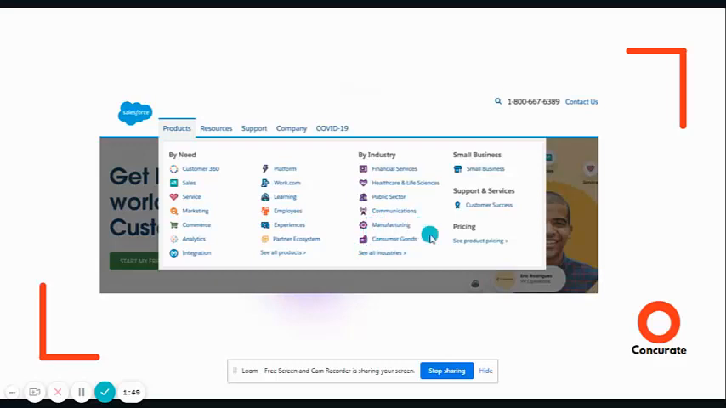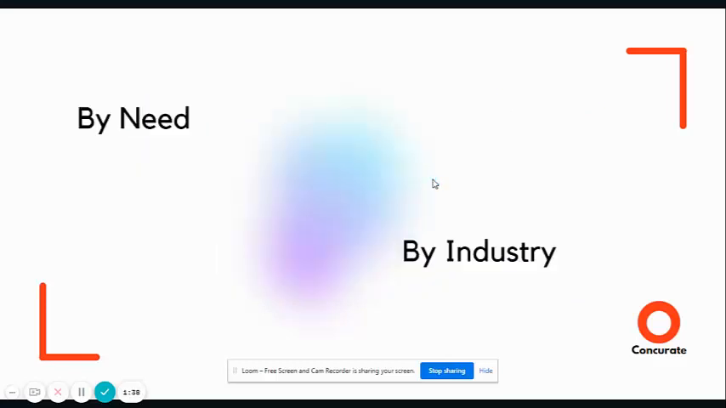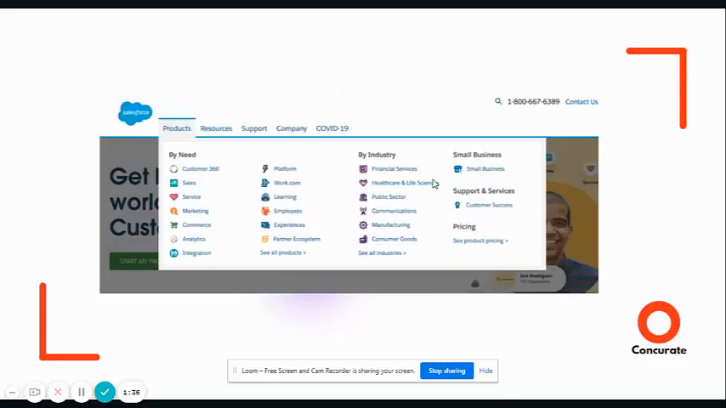If I'm in the manufacturing industry, of course, I would go and check how Salesforce can help me, or how Salesforce can help me in the public sector. Salesforce has categorized its software by need and by industry. Now, what are the benefits Salesforce is getting by categorizing its product by industry and by need? Let's look more into it.